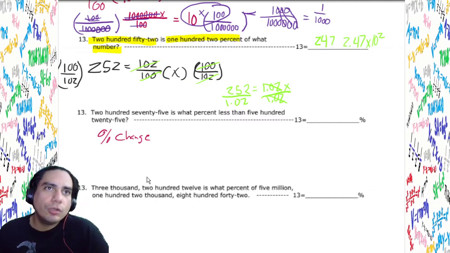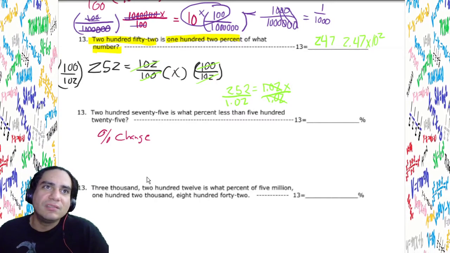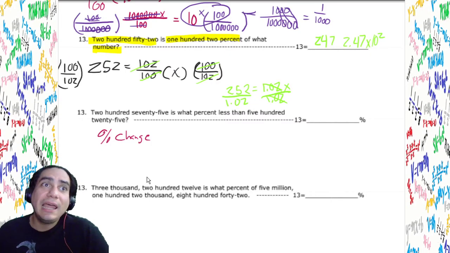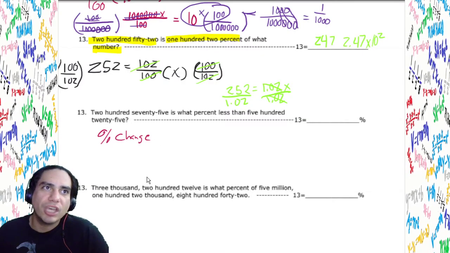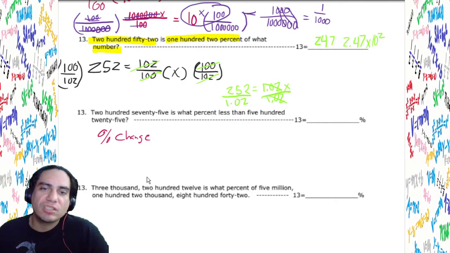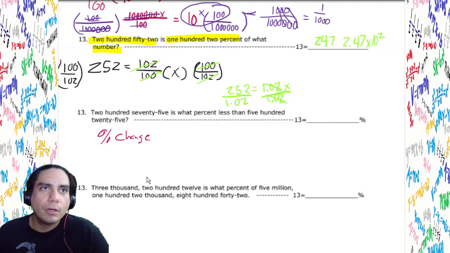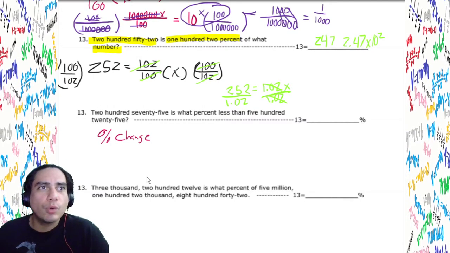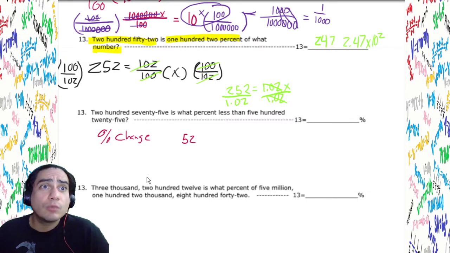So what we're going to do here is see 275 is what percent less than 525. The easiest way to set this up is to find the difference over the original number, and then change that into a percent. What do I mean? My original number would be 525, because this is what we're comparing it to.